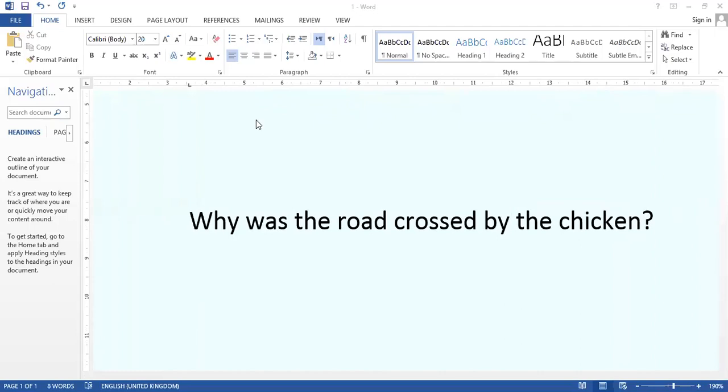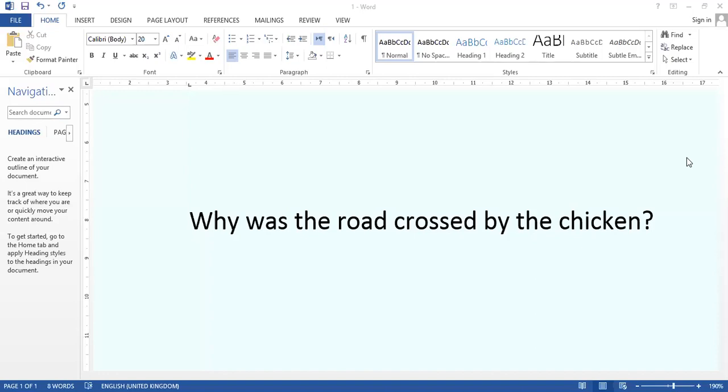So take a look at this passive rephrasing of the joke, which is a familiar joke. If you have any experience with English, you should have read it before or heard it before. So this is a question, but it is in the passive voice. Why was the road crossed by the chicken?